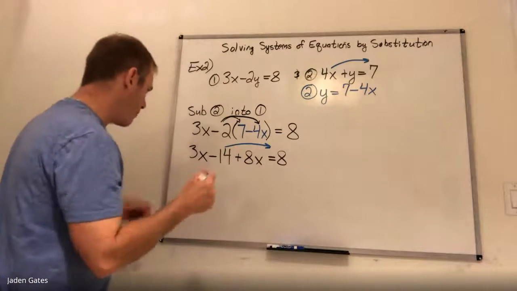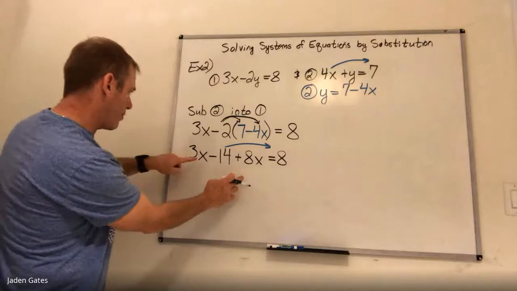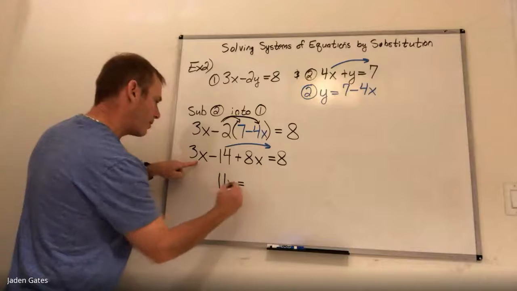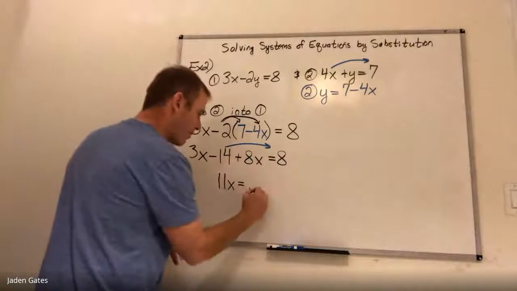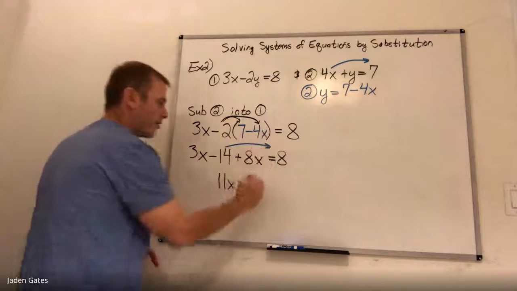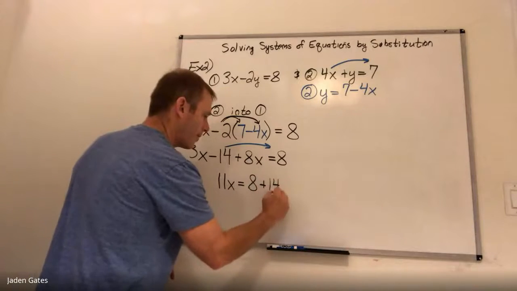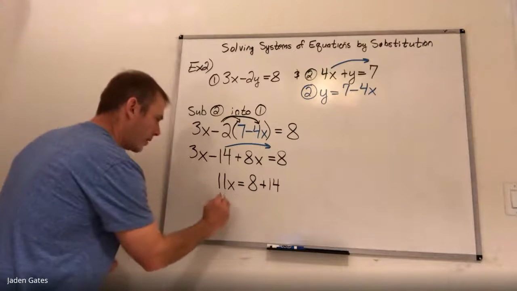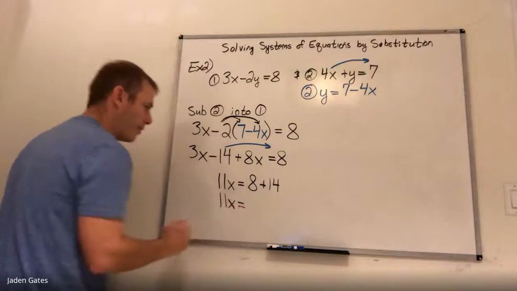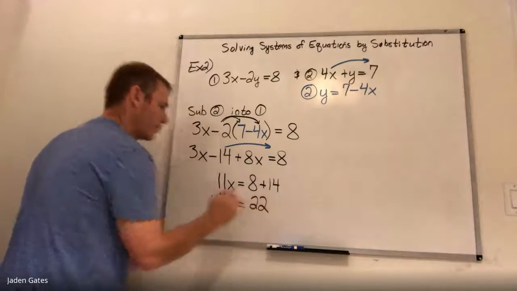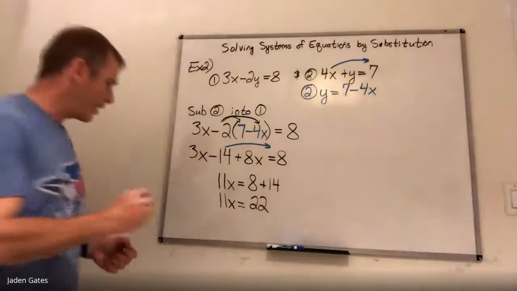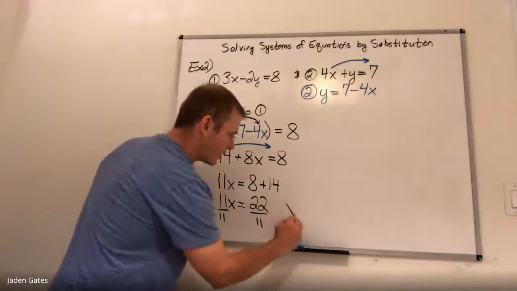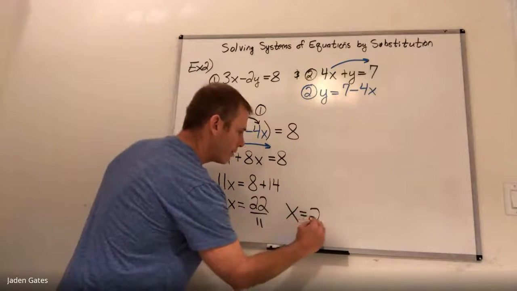All right. So now I can collect like terms here. I got a 3x and a positive 8x. That's 11 x's. All right. But then on this other side here, I have an 8 and this -14 is moving over. So it's a positive 14. All right, again, I'm just simplifying here. So I got 11x. 8 plus 14 is 22. All right, and then finally, divided by my numerical coefficient, I get an x value that is equal to 2.